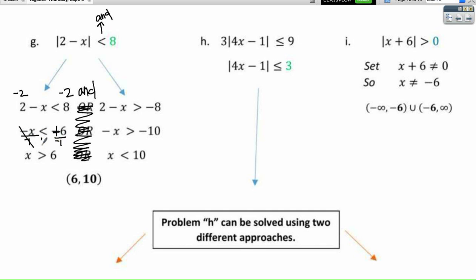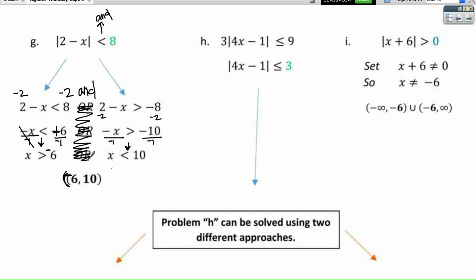And so that's going to change my inequality sign, and it's going to leave me with x is greater than a negative 6. On the right side, I'll minus 2. Negative 8 minus 2 is negative 10. I'll divide by the negative 1. And so that's going to flip my sign again, and a negative divided by a negative is positive.